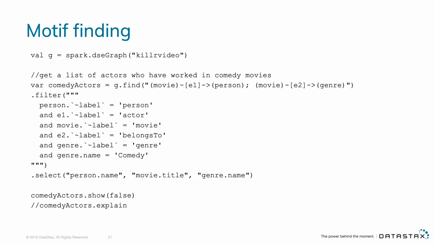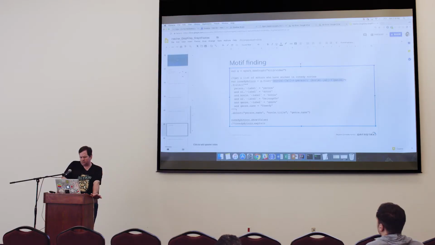So I'm going to give an example of motif finding, and if you see here, we say g.find, where g is our graph frame, and then we pass it the string, which I like to describe as ASCII art. This is the motif language. So what I'm saying here is I have a vertex that I'm going to call movie, and it's adjacent to the vertex called person, and that's connected by an incident edge called E1.